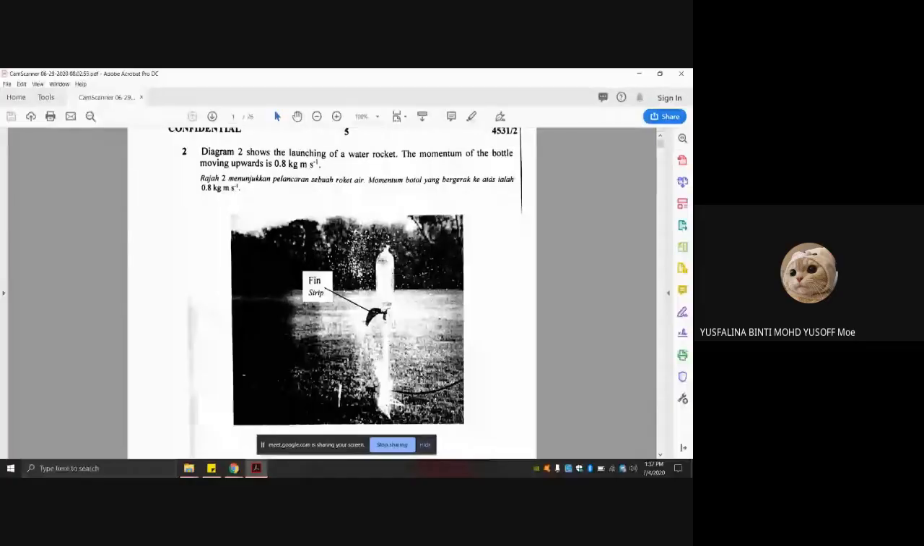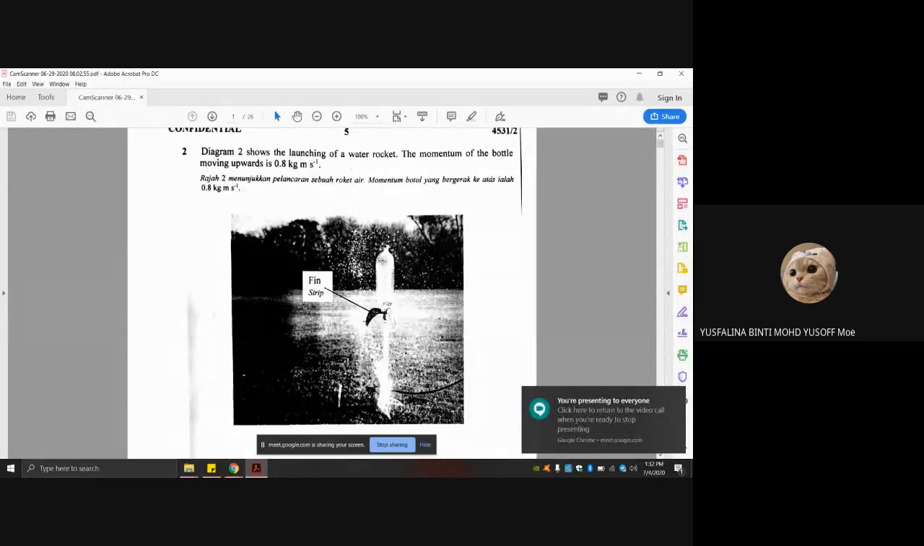Okay, so let's see the first question. This is from the trial MRSM paper. Let's see question number 2.